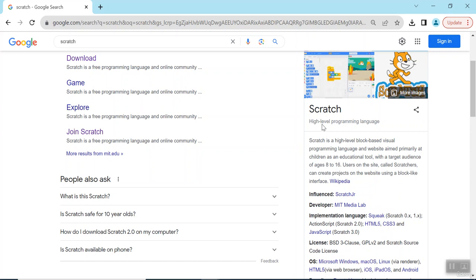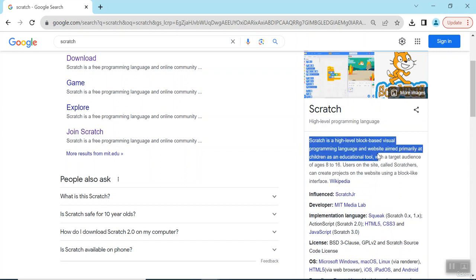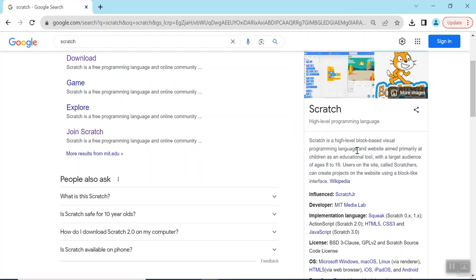So by definition, Scratch is a high-level block-based visual programming language. Let me discuss this and break it down for you. What is a programming language? A programming language is simply a language. So what is a language? A language is like English. We use English to communicate together. So a programming language is a language we use to communicate with a computer.